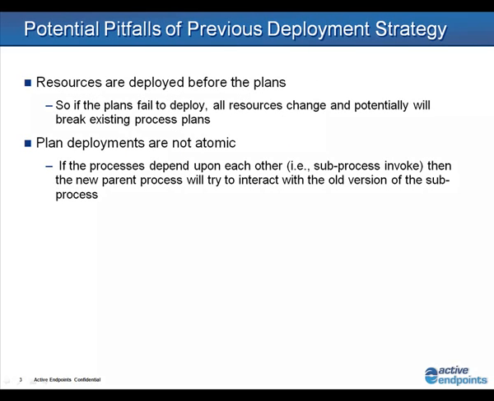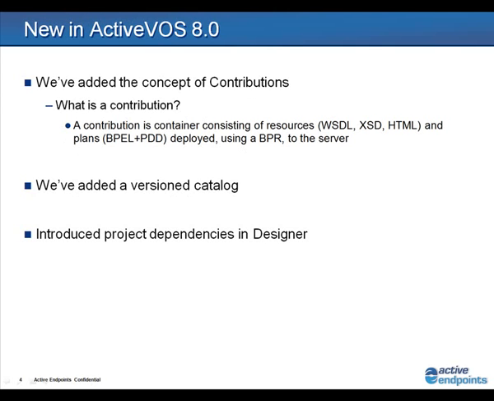With this approach, it was possible to deploy new resources for process A that could have a negative impact on process B, which might have relied on some of the same resources. An example would be in the case where subprocesses are used, but only one of the processes is made aware of the resource changes. So in ActiveVOS 8, we've introduced the concept of contributions.